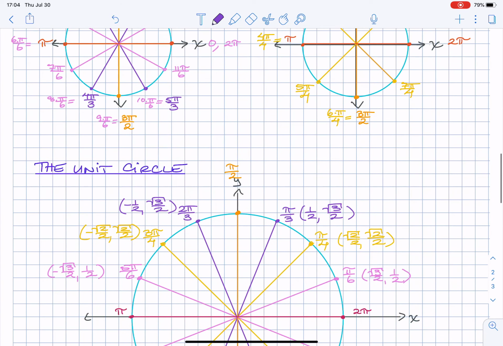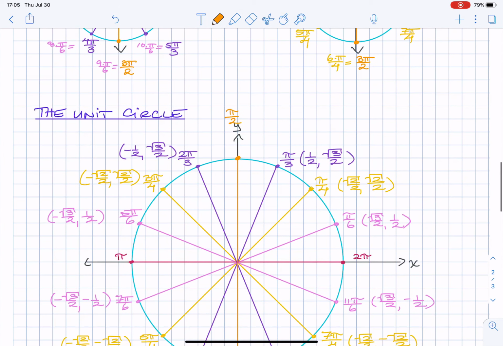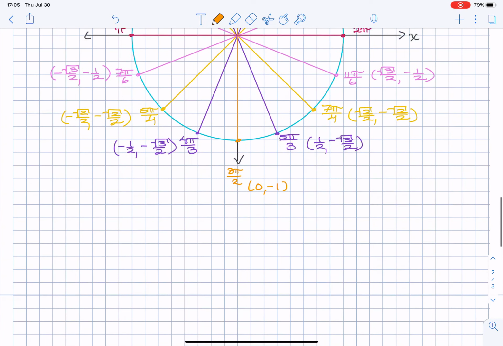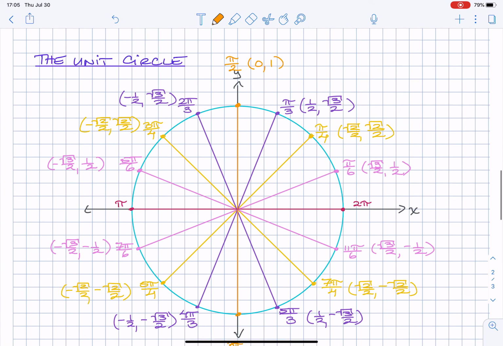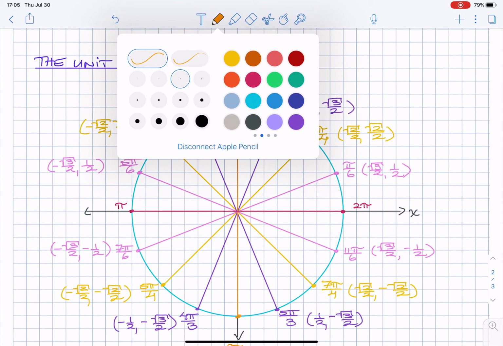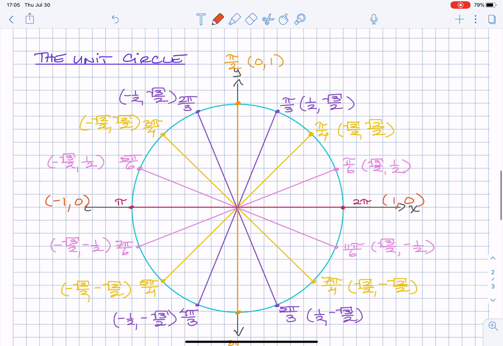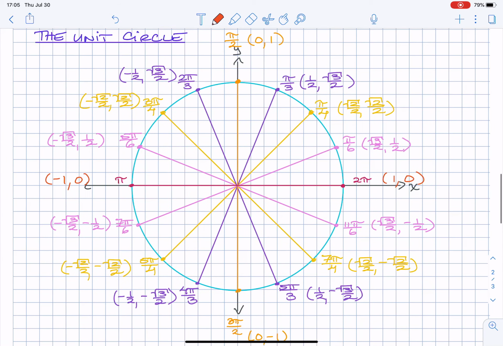Okay, now let's look at the 90-degree guys. So on the unit circle, this is going to be 0 for x, 1 for y. That makes sense. Down here, it's going to be 0 for x, negative 1 for y. Now looking at the 180-degree ones, at pi, this is going to be negative 1 for x, 0 for y. And at 2 pi, it's 1 for x, 0 for y. So this is the unit circle, all of these angles with all of these points.